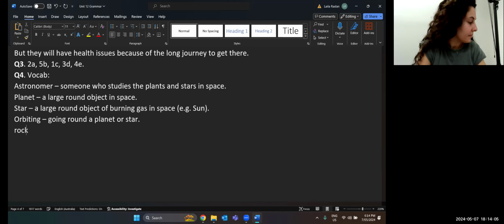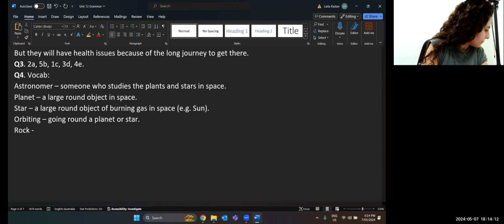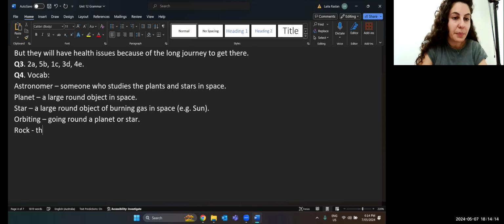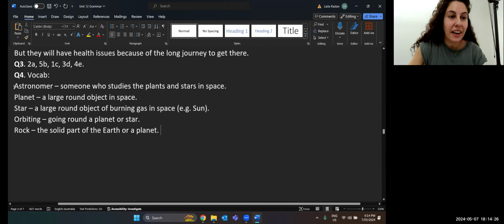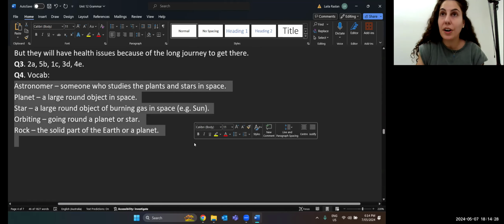Rock. Rock is the solid part. That means the hard part, the solid part of the earth or a planet. Okay, the hard part. So that's some vocab to do with our world, and not just our world, but the universe outside.